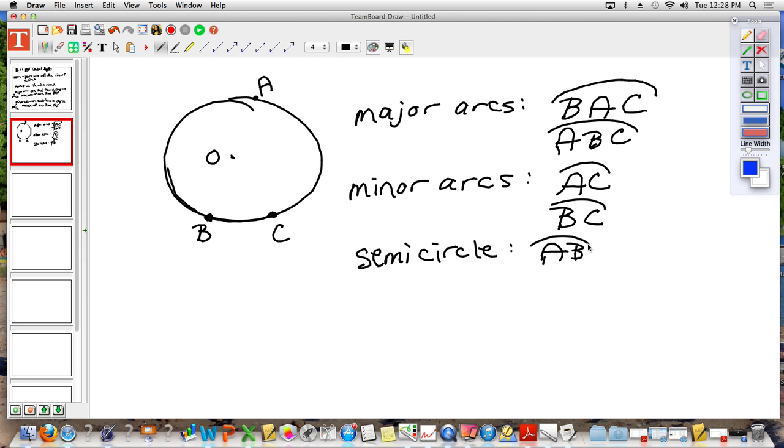But wouldn't AC be the one too? Because isn't that halfway too? Nope. So watch, if I connect A to C, that kind of divides it. It has to go through the center of the circle. That line has to go, yeah, there you go, right through the center of the circle. Oh, now I get it. Okay, that's why it's not one. All right.